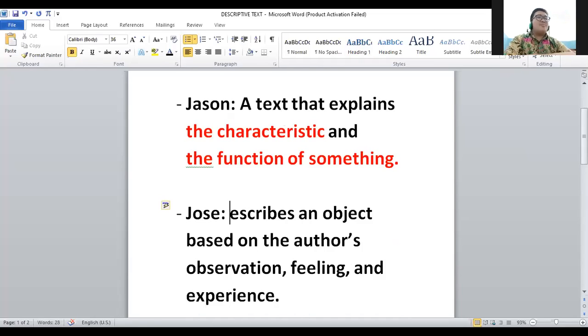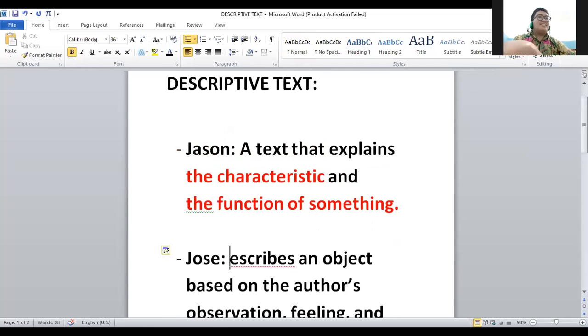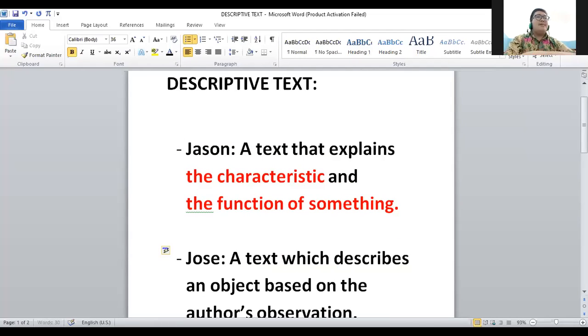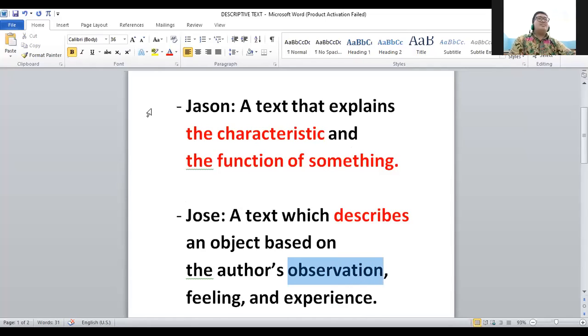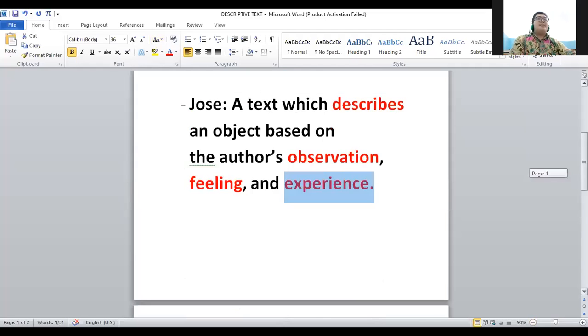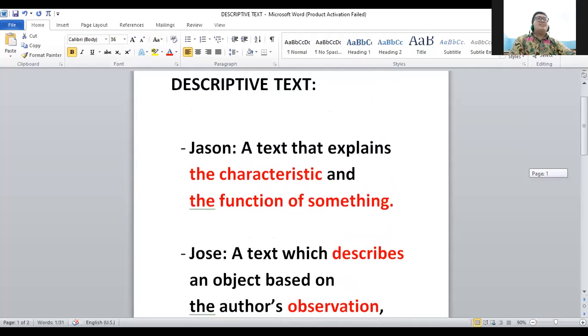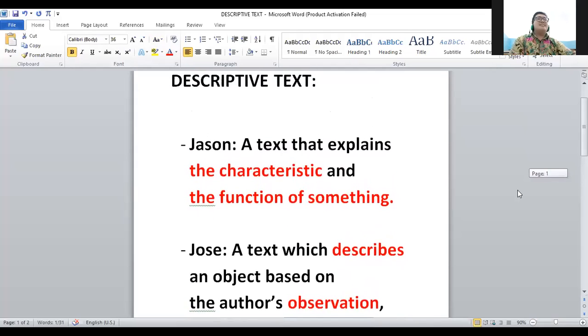Jose said that descriptive text is a text which describes an object based on the author's observation. He highlighted this point: observation, feeling, and experience. All right. Any other opinion about the descriptive text? Anything else?